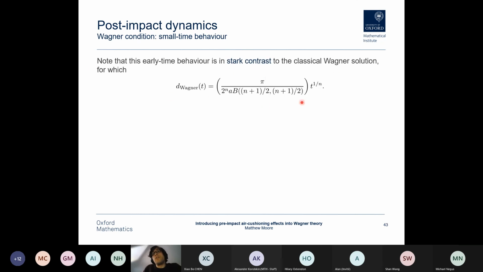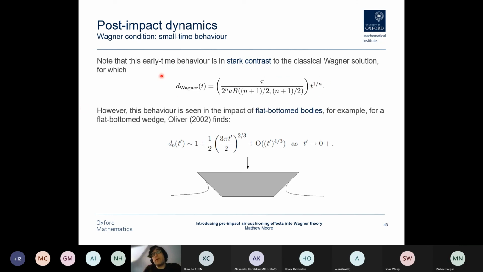So this is what the Wagner solution looks like. As I said, it scales like t to the 1 over n. So now we've got this difference because we've got 2/3 irrespective of what n is. But this is essentially similar to the behavior of a flat-bottomed body. If you get a flat-bottomed impact problem in Wagner theory, you do get this 2/3 behavior in d.